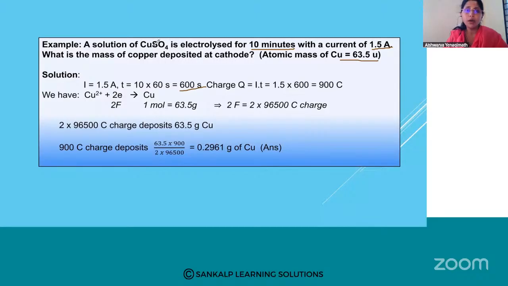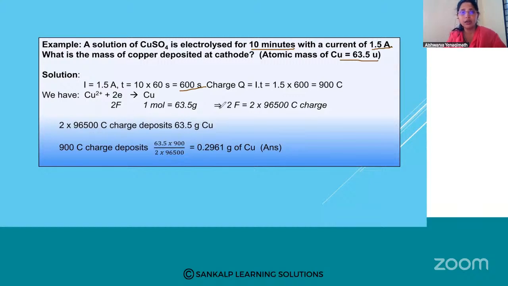So copper from copper sulfate solution. So the reaction is here. Cu plus 2 state is there. It will take 2 electrons. So how many Faradays of charge? 2F, and 1 mole is equal to 63.5 grams of copper. Fine. So solve 2F. 2F is nothing but 2 into 96,500 coulombs of charge deposits 63.5 grams.